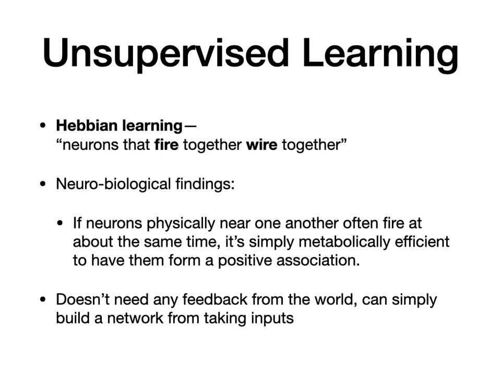So the idea here is that those neurons that are physically near one another, this is the neurobiological reason that this should work, if they fire at the same time, it's good for them to just have a positive association. In fact, it's metabolically efficient for them to have a positive association. We don't have to go through all the trouble of having them fire all on their own. They can just say, oh, that one fired, I'll go ahead and fire too, right? So the cool thing is that this doesn't require any feedback. It doesn't necessarily have to learn that, oh, I did something wrong. It can just build a network.